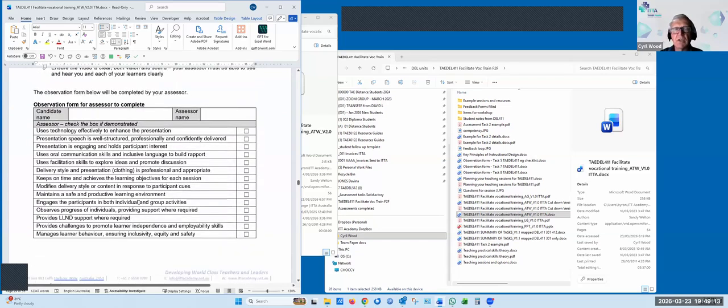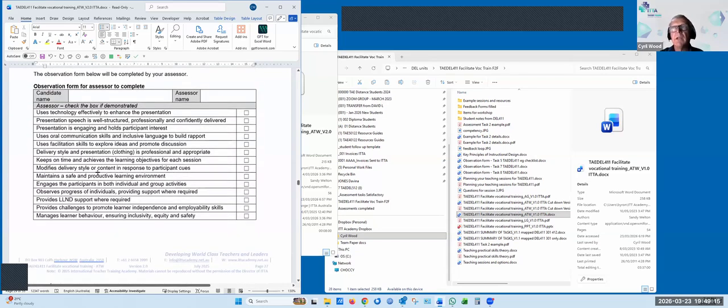If you look at task 5, you'll see the observation checklist that I fill in, but it's there for you to see what is included.